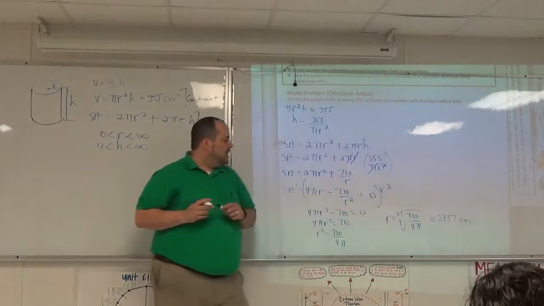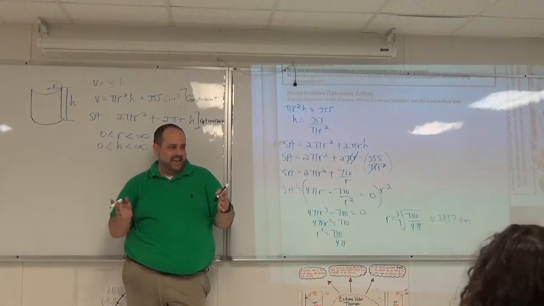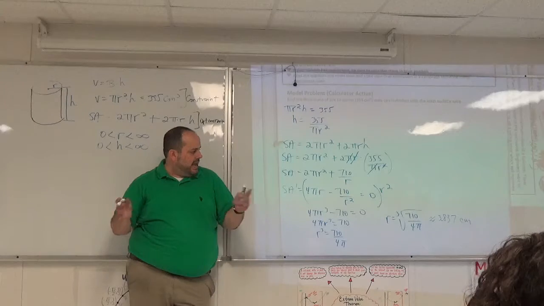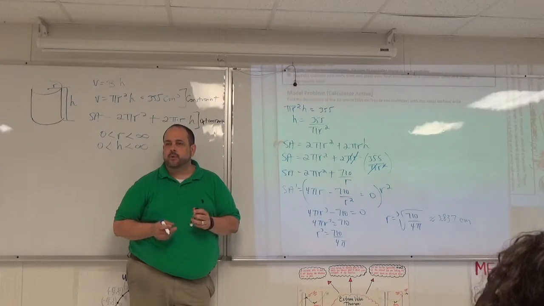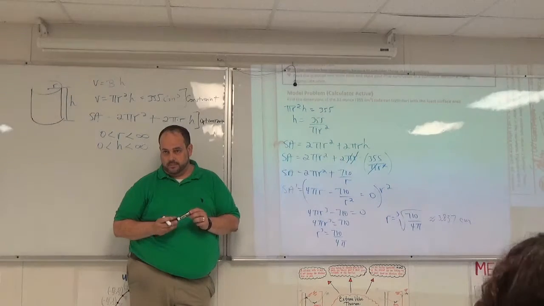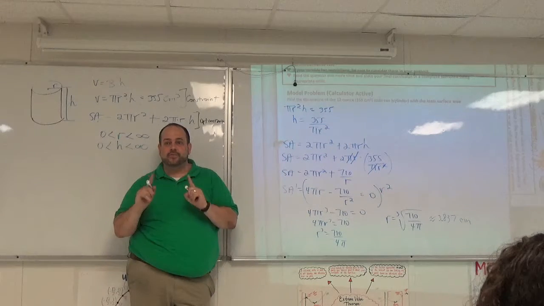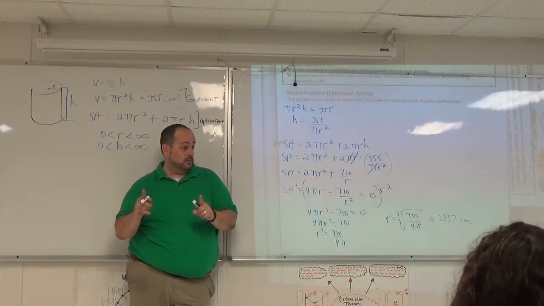Centimeters. So the soda can that is optimal has a radius of 3.837 centimeters. Just the radius. Has what I said was a radius of 3.837 centimeters.